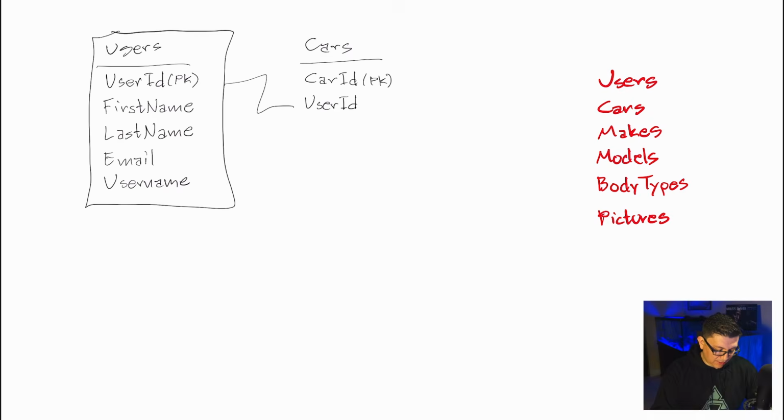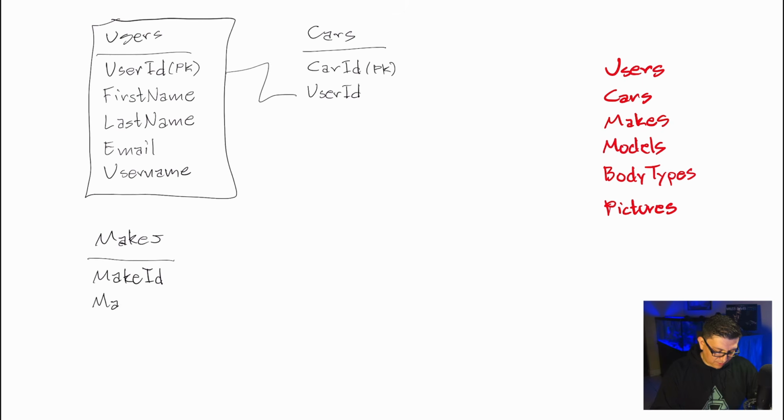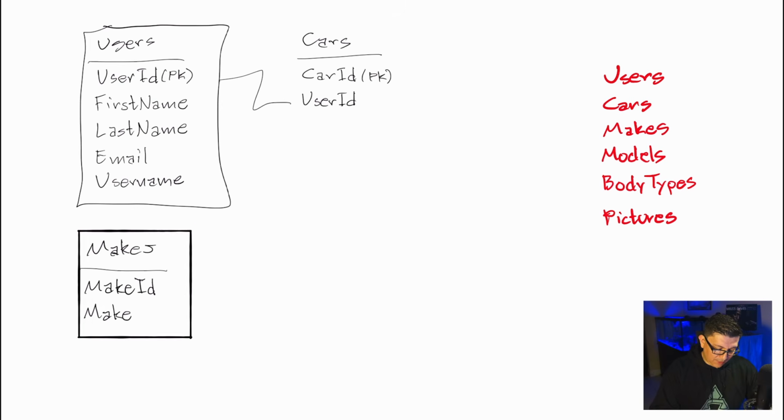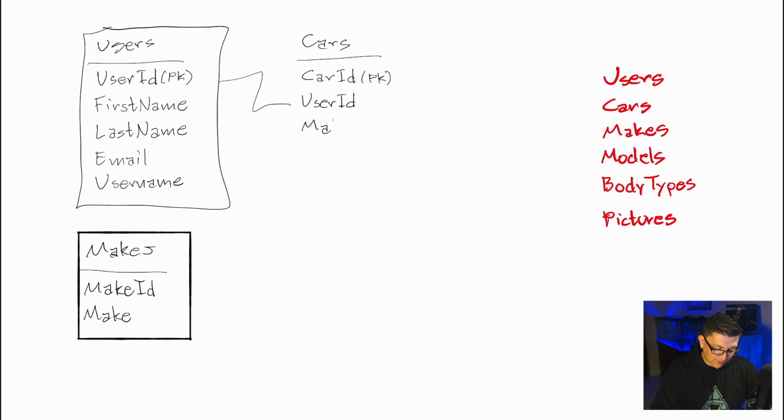So let's go ahead and create a table for makes. These makes will be, for example, Ford, Chevrolet, Ferrari, whatever brands of cars that you see out there. Let's create an ID for this, so this will be a make ID and make. Okay, so then we have the make. And now let's link it. Here, we can identify or set a make for this car.